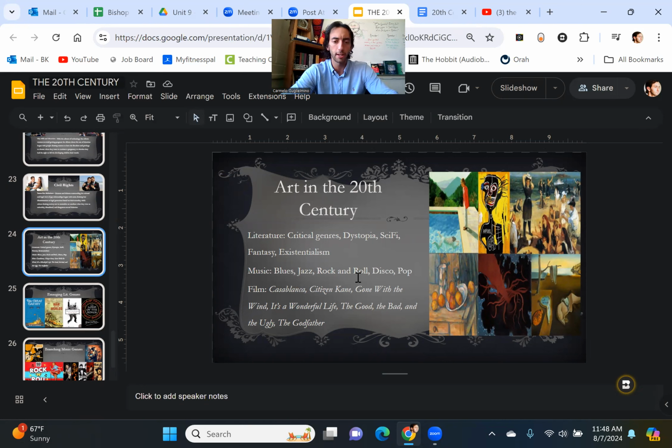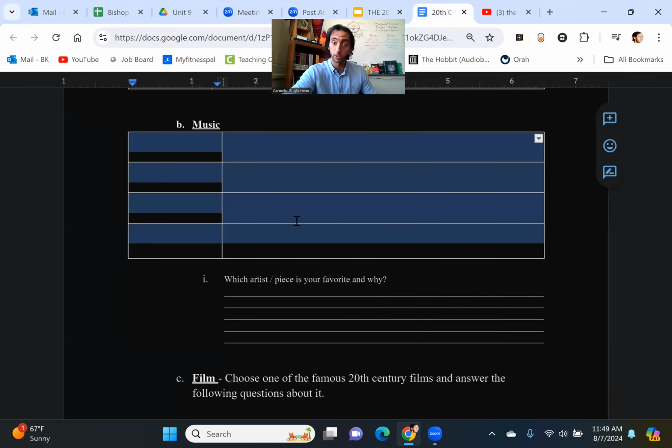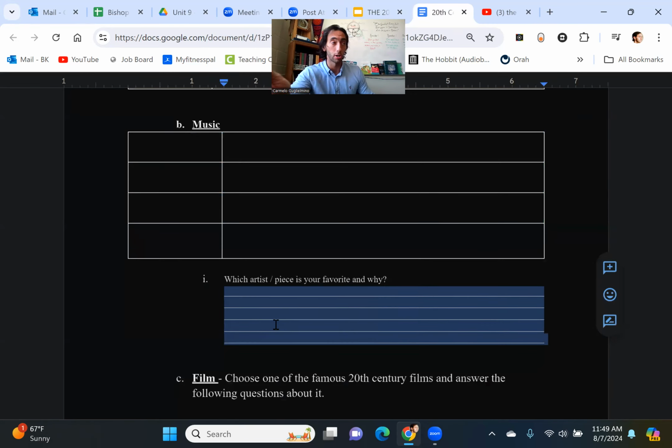So blues, jazz, rock and roll, disco, or pop. Okay, so there's actually five. You have to choose four. So choose four out of those five, and then research on your own, again from the 20th century. Most famous blues songs, most famous jazz songs, most famous rock and roll, and so on. You pick which one you want. I don't really mind which one you pick because there's a lot you can do. So pick one of those and then report back on how it makes you feel, what sort of things you notice about it, what general mood it has. Just describe the music to me. And then, of course, tell me which artist and piece is your favorite and why.